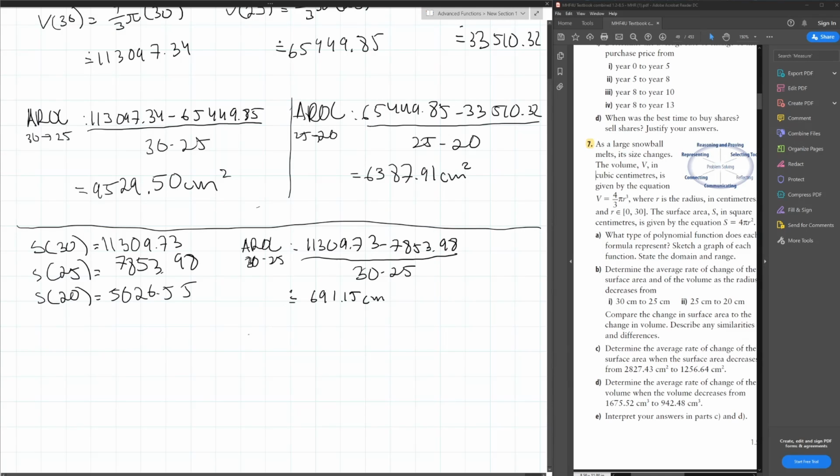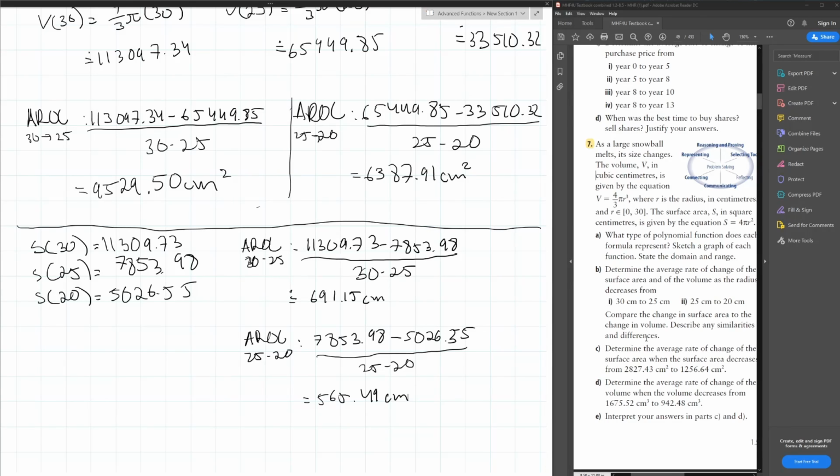And then the last part, we again have AROC, but now from 25 to 20. And that is 7853.98 minus 5026.55 all over 25 minus 20, which is equals to approximately 565.49 centimeters. And that is part B.